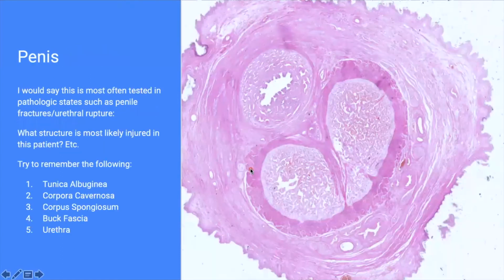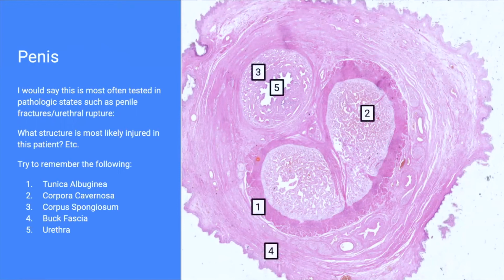Alrighty, let's move on to some reproductive organs here. This is a transverse section of the penis. As far as histology is concerned, I would really just try to remember where the fascia and where the corpora cavernosa and corpus spongiosum are located on histology. So I'll identify them here.